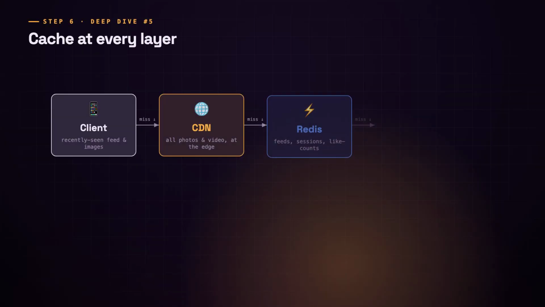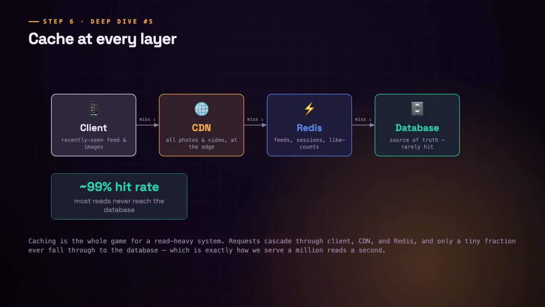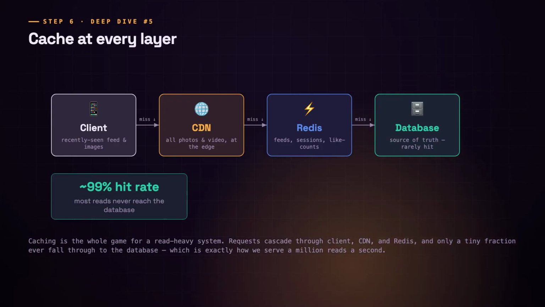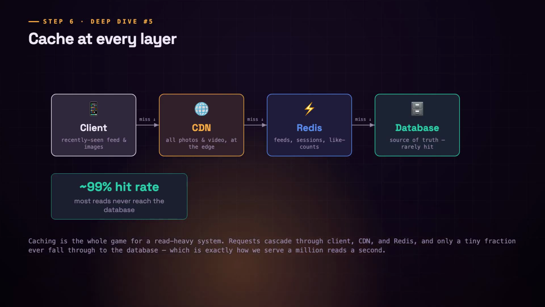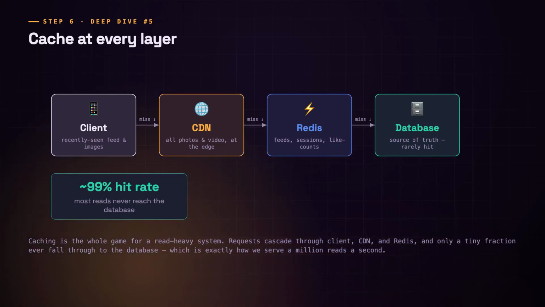Deep dive number 5, and for a read-heavy system, this is the whole game. Caching: we cache at every single layer. The client remembers your recently seen feed and images. The CDN caches every photo and video at the edge close to you, and Redis caches the feeds themselves, your session, and hot counters like counts.